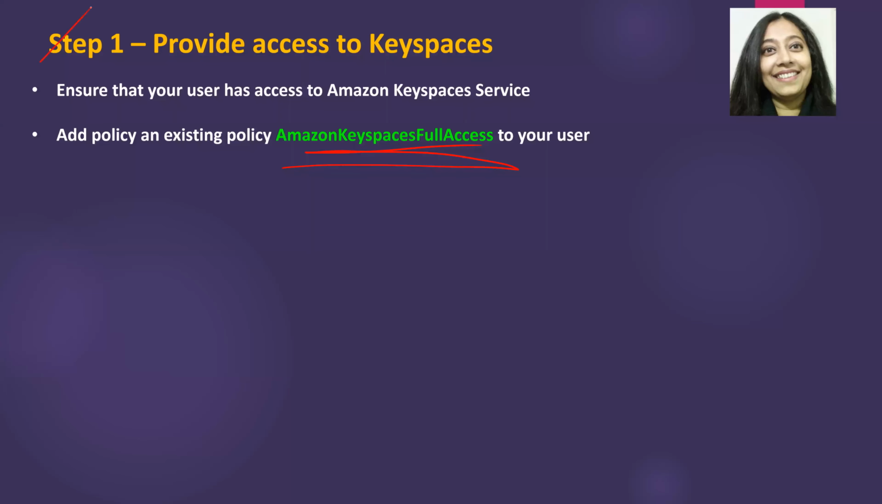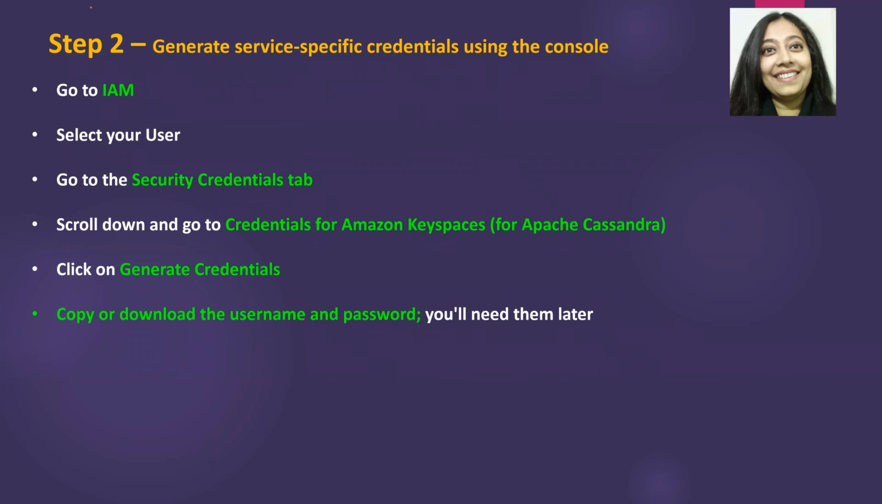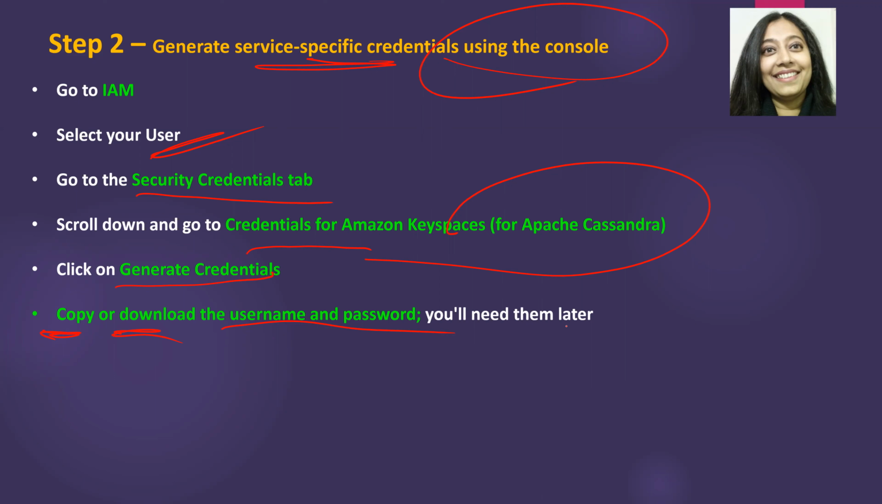Ensure that you release all the resources at the end of this tutorial. So we just completed step 1. Step 2 is that we need to generate service-specific credentials using the console for our user. This very same user, we will go to the security credentials tab. We will generate credentials for Amazon Keyspaces by clicking generate credentials, and then ensure that you either copy or download your credentials. You will need them later. So keep a notepad handy and copy your credentials. If you want, you can download them as well.